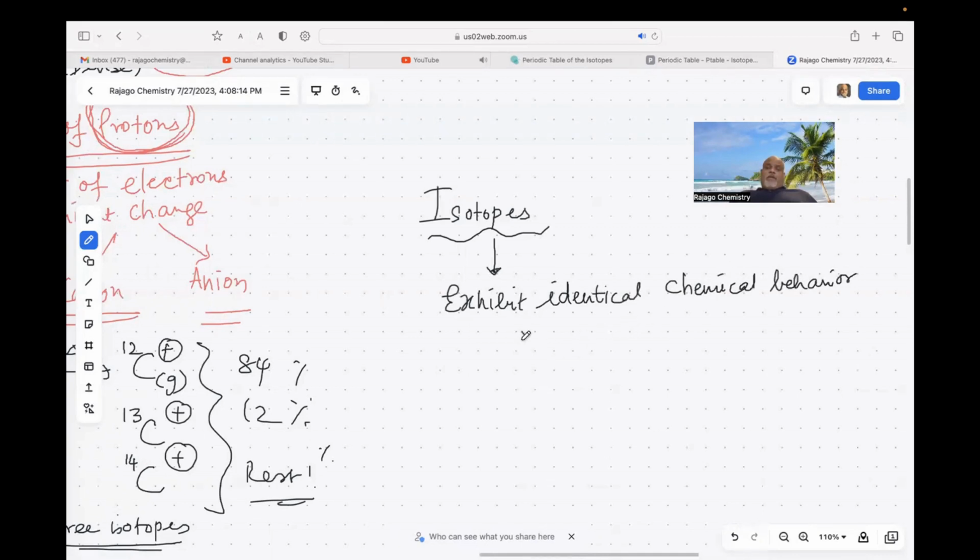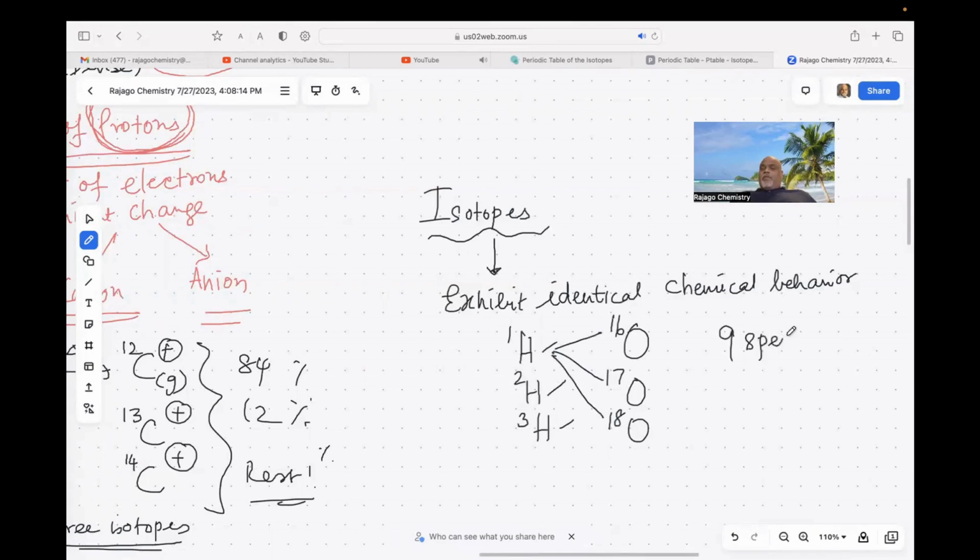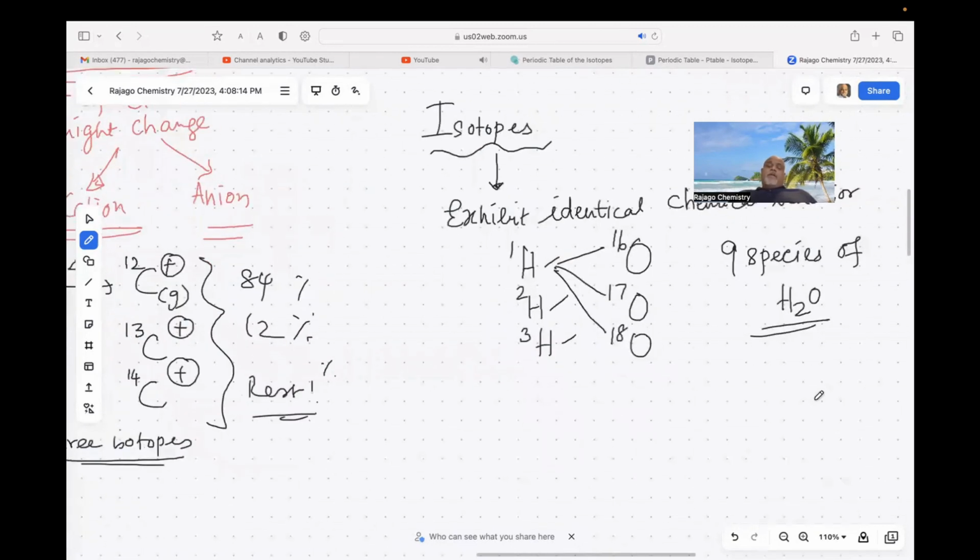So in other words, if I have hydrogen 1, hydrogen 2, hydrogen 3, the protium, deuterium, and tritium, when it reacts with oxygen 16, oxygen 17, and oxygen 18, each of the hydrogens can react with 3 oxygens and can form 9 different species of water. So there are different species of water, but the body cannot differentiate the water we take in.